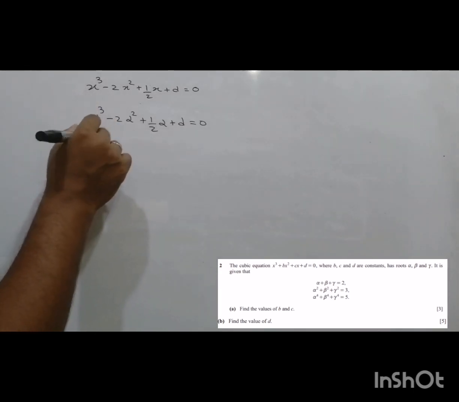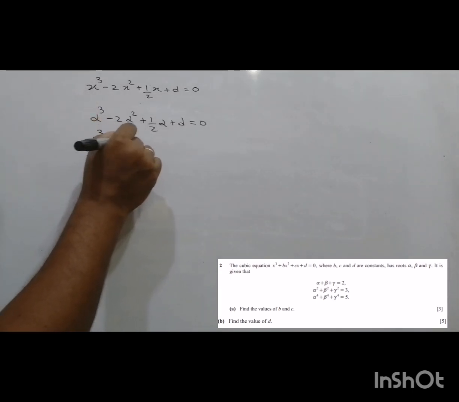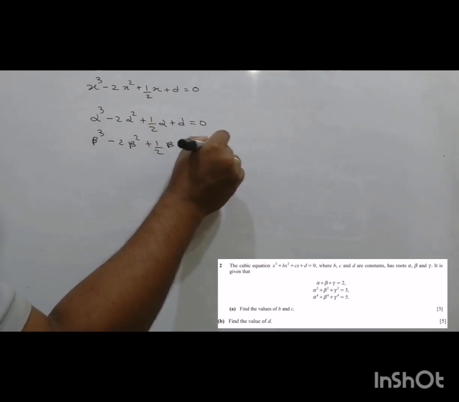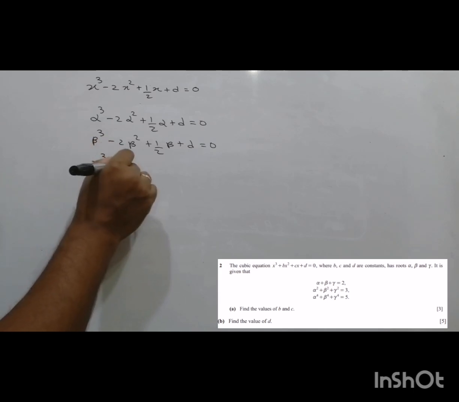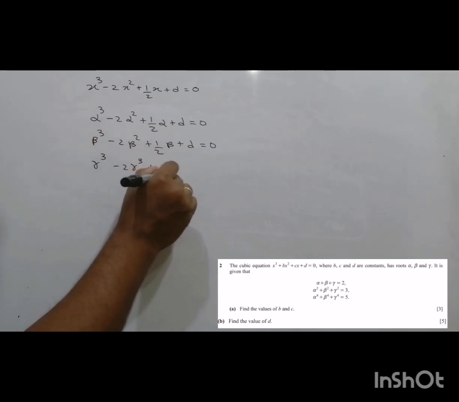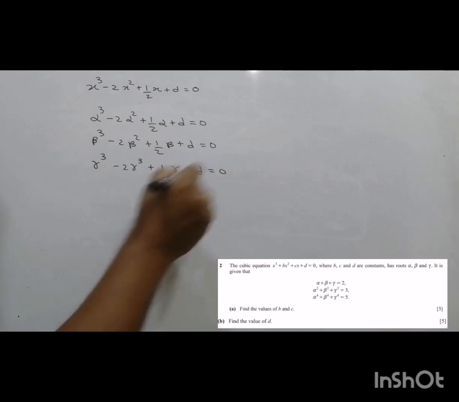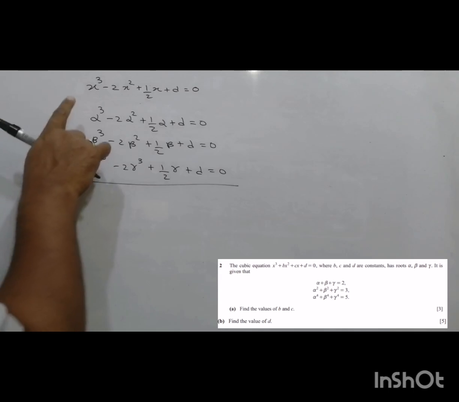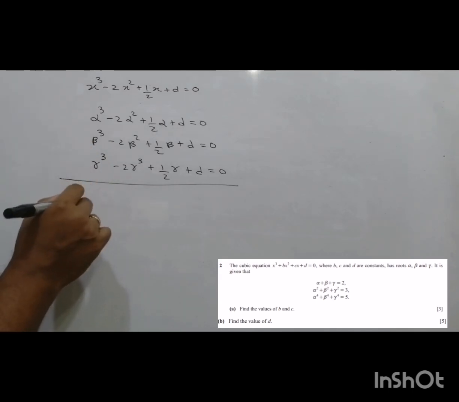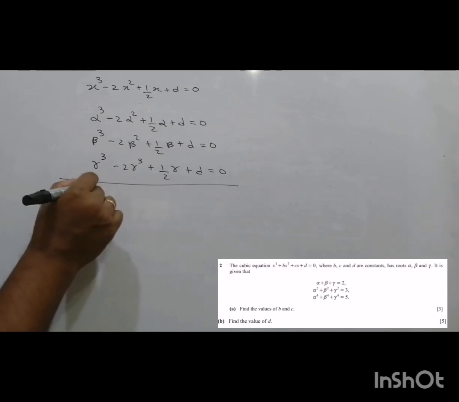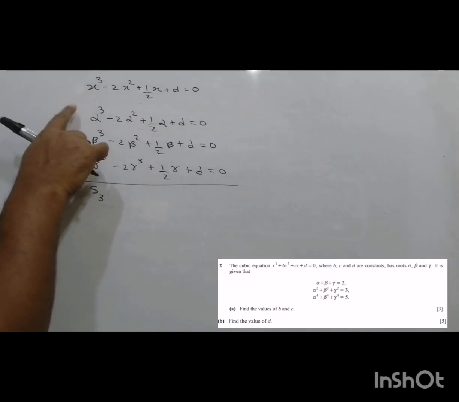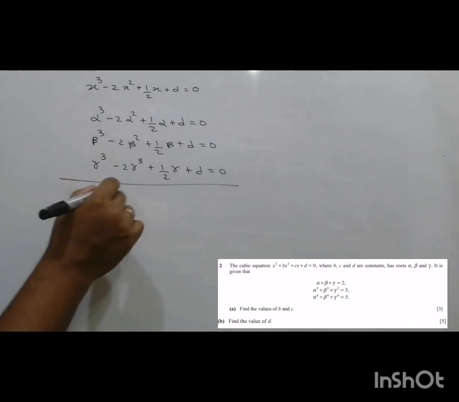In the same way, we can substitute for beta, half beta plus D is 0, and same for gamma, plus D is 0. Now if we add these three equations together, we get alpha cubed plus beta cubed plus gamma cubed, which we'll just write as S3 here, because it's the sum of the roots taken to their third power.